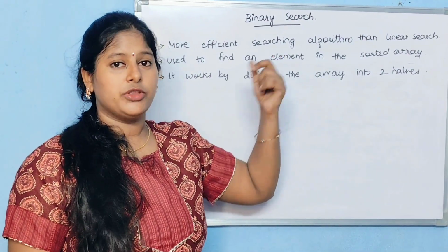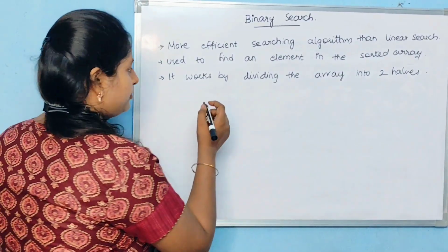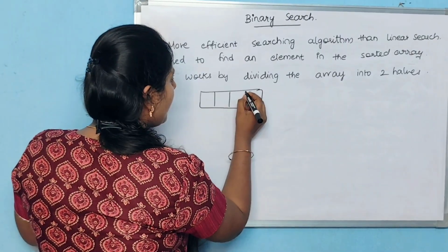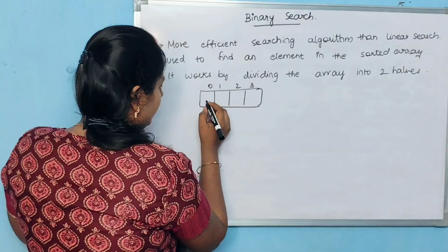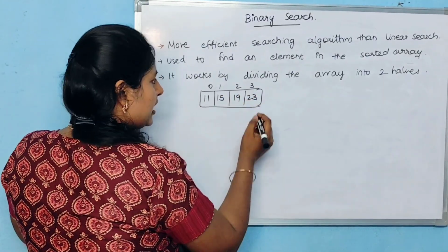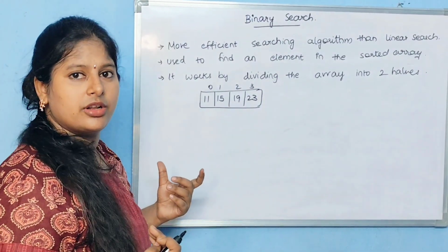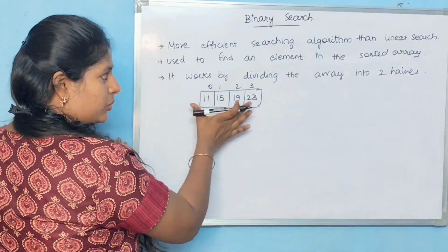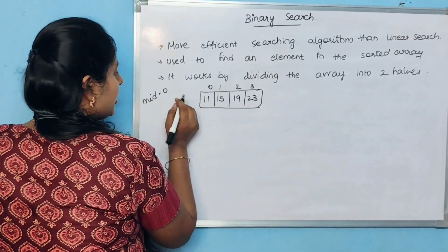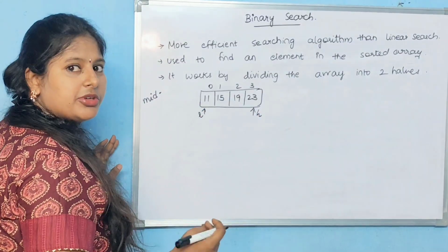What is meant by binary? Two halves. Now we'll see the working of binary search with a small example. Let us suppose an array of 4 elements. My elements are 11, 15, 19, 23. I said it should be arranged in either ascending or descending order, so I've arranged them in ascending order. First, to make it two halves, I have to calculate the mid. This is the lowest index, and this is the highest index.